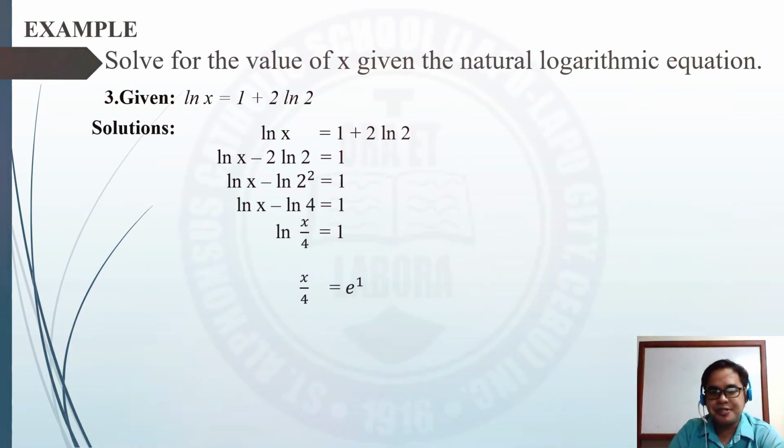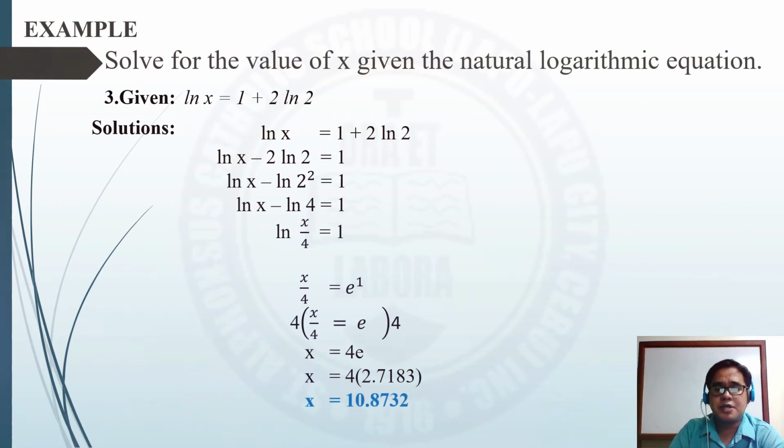So after that, we are going to multiply both sides of the equation by 4 since we are looking for the value of x here. So x is equal to 4e. Next is, since e has the value of 2.7183, we are going to multiply it by 4 and x becomes 10.8732. Now, to check our solution, we are going to use the given.